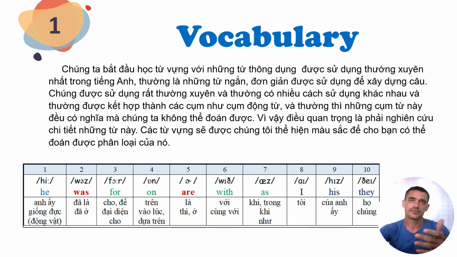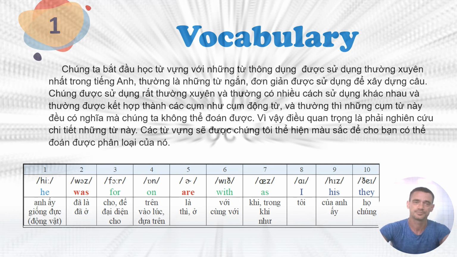We begin our vocabulary study with the most frequently used words in English, which are often short, simple words used to construct sentences. They're used very frequently and often have many different meanings and uses, and are often combined into phrases like phrasal verbs that have unexpected meanings. So it's important to study these words in detail. The vocabulary words are color-coded to show the categories they fit into.